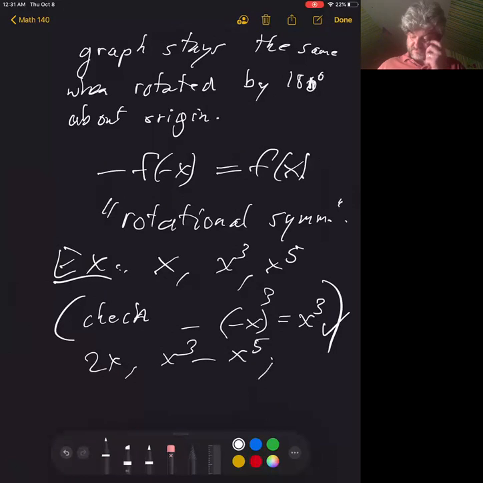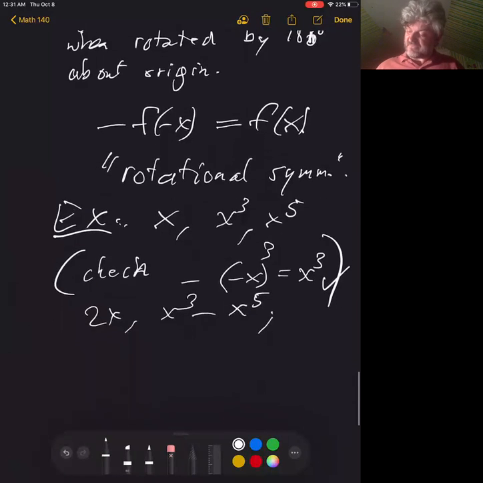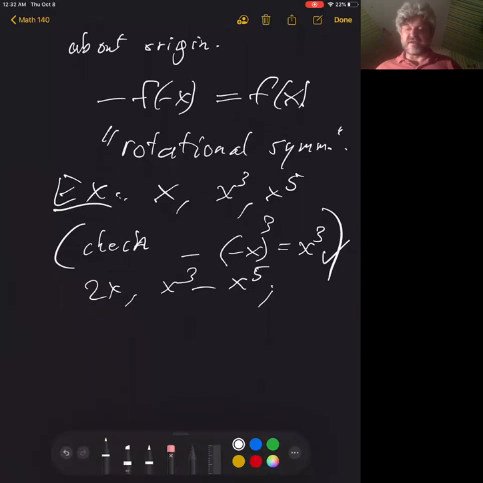And you can even multiply two even functions, get an even function. You can multiply two odd functions, get an even function. And you can multiply an even times an odd function and get an odd function.